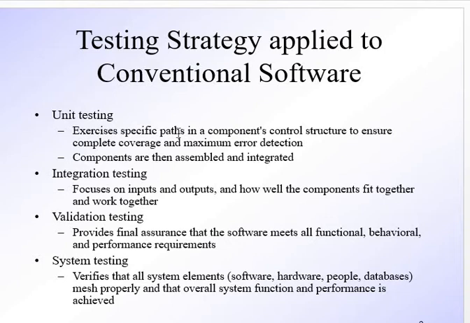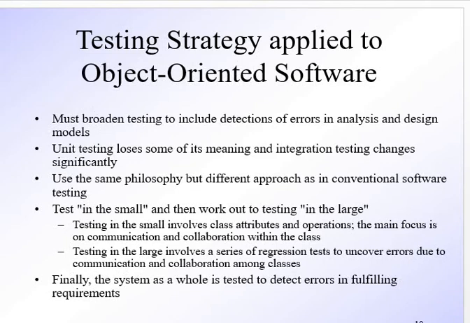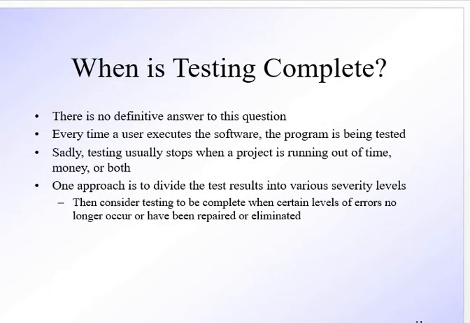While the system testing verifies that all the system elements like software, hardware, people, and databases mesh properly, and that overall system function and performance is achieved. Again, the system testing is viewed as a whole. Now the testing strategy applied to object-oriented software must broaden testing to include detection of errors in the analysis and design models. Unit testing loses some of its meaning and integration testing changes significantly. Ultimately, this is also applied to object-oriented software modules.